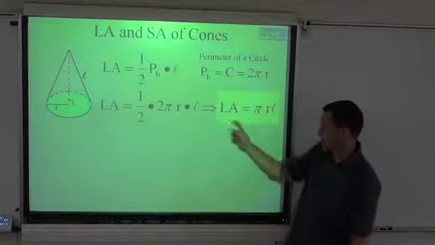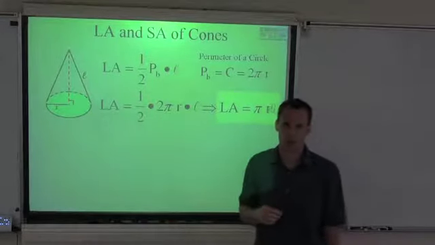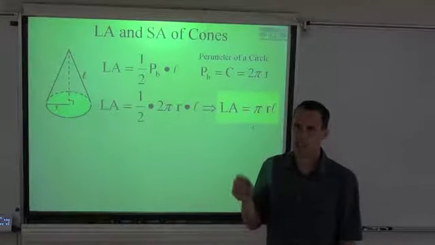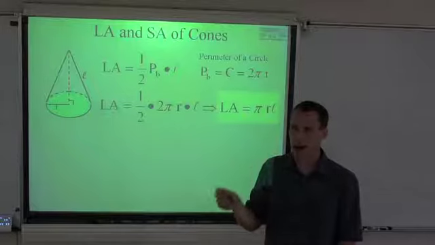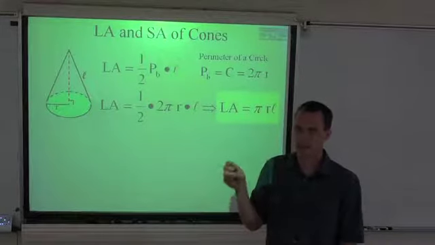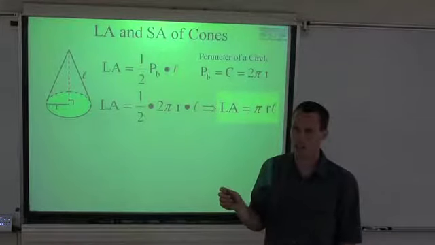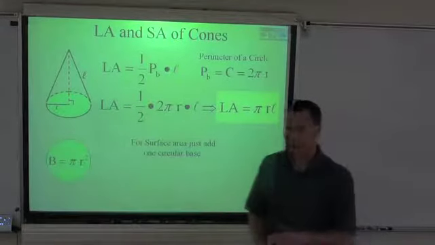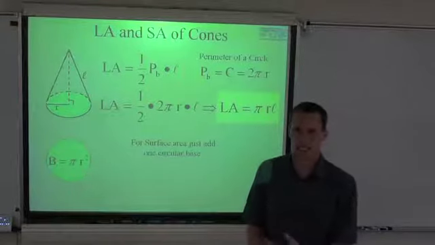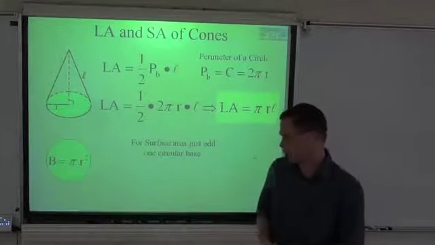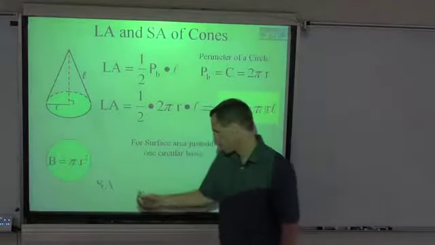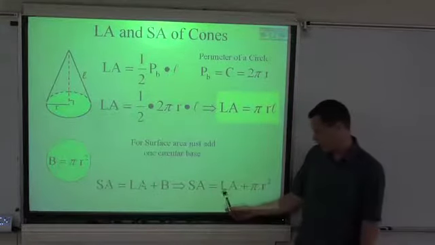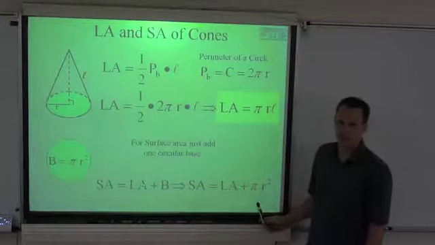So this part here in the yellow is the actual formula you will write down. The lateral area of a cone simplifies to pi times radius times slant height, pi RL. Now, after that, the surface area just means you have to add one circular base, and that's one of the easiest things for us because the area of a circle is just pi r squared.